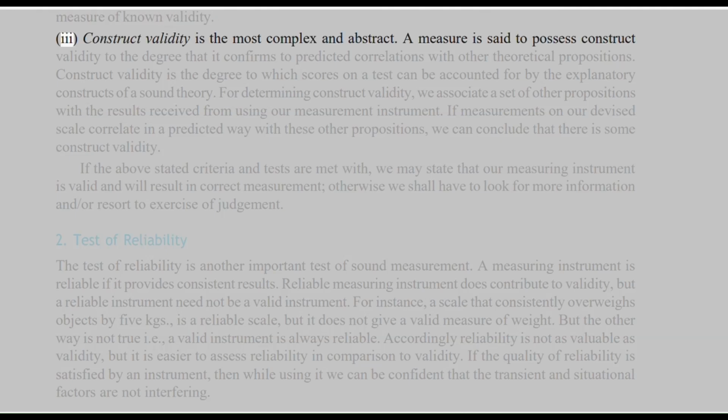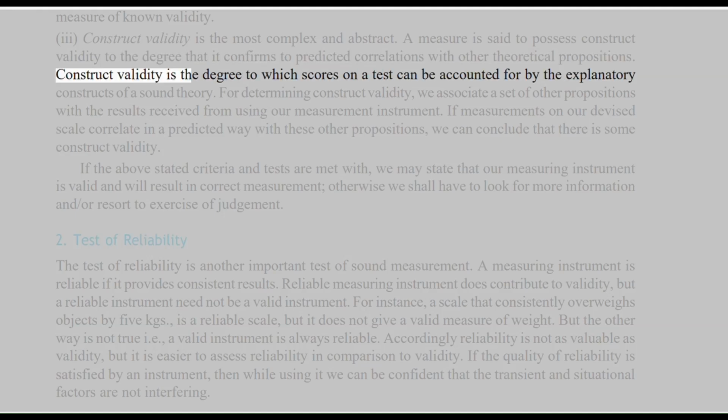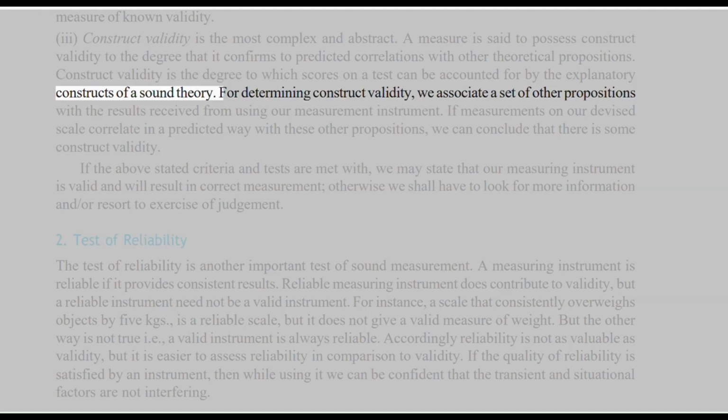3. Construct validity is the most complex and abstract. A measure is said to possess construct validity to the degree that it conforms to predicted correlations with other theoretical propositions. Construct validity is the degree to which scores on a test can be accounted for by the explanatory constructs of a sound theory.